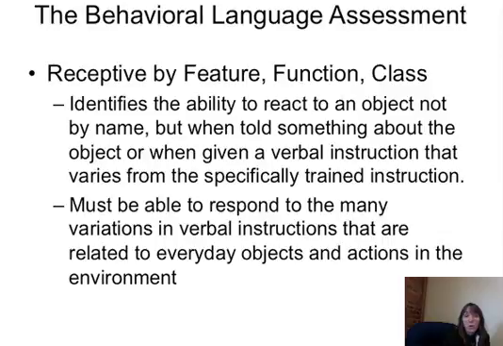And this one, which is unique, receptive by feature, function, and class, in which the individual identifies and reacts to something not by name, but when told something about it. So whether it's its feature, its function, or its class. So a fruit that is red and crunchy, for example. Something we eat with that is round and used for soup. Those kinds of things. It's a different level of language comprehension than touch spoon.